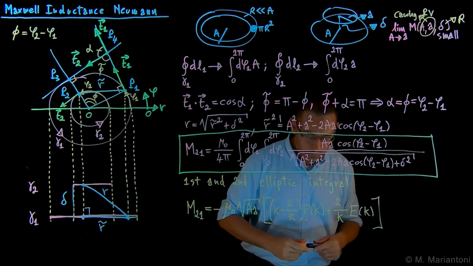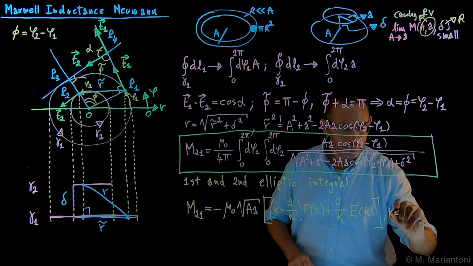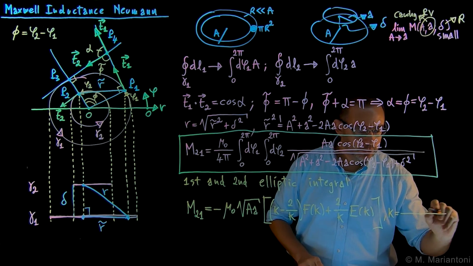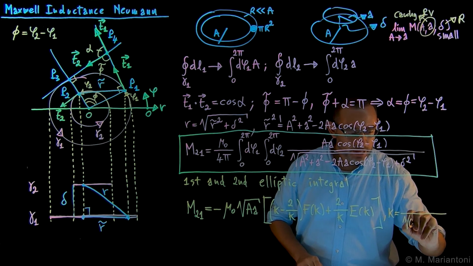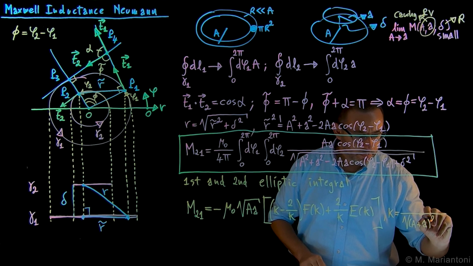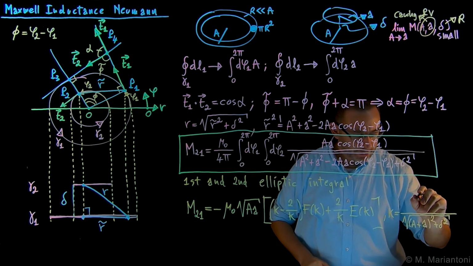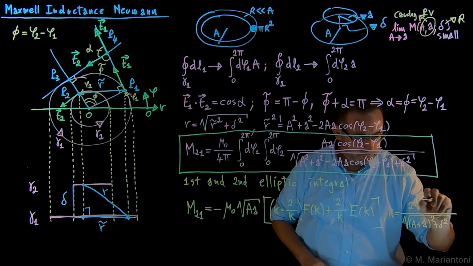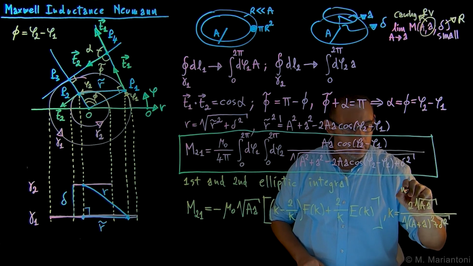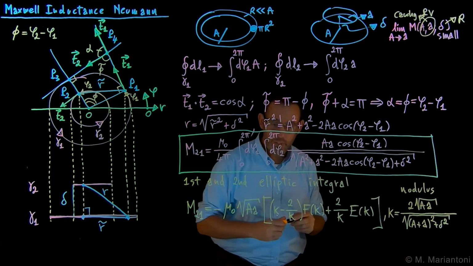All right, what is k? k is called the modulus of the elliptic integral, which happens to be equal by definition in this case to, in the denominator, the square root of capital A plus small a, quantity squared, plus delta squared. These are all the quantities we have in our sketch up here. And in the numerator, we have 2 times the square root of A a, the larger radius times the smaller radius. This is called the modulus of the elliptic integral of first and second kind.